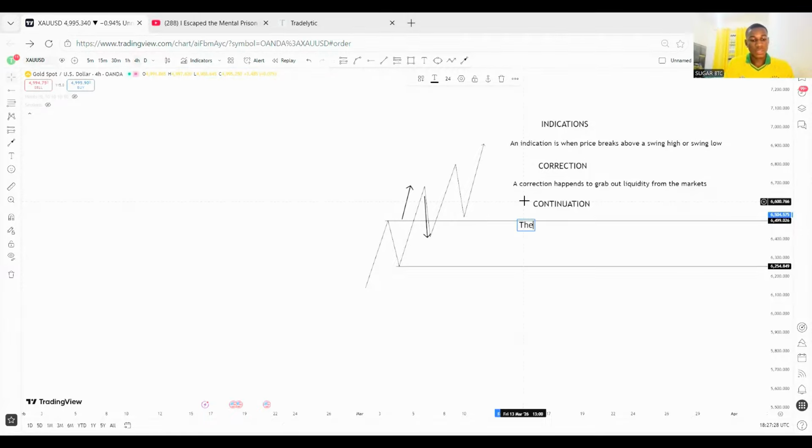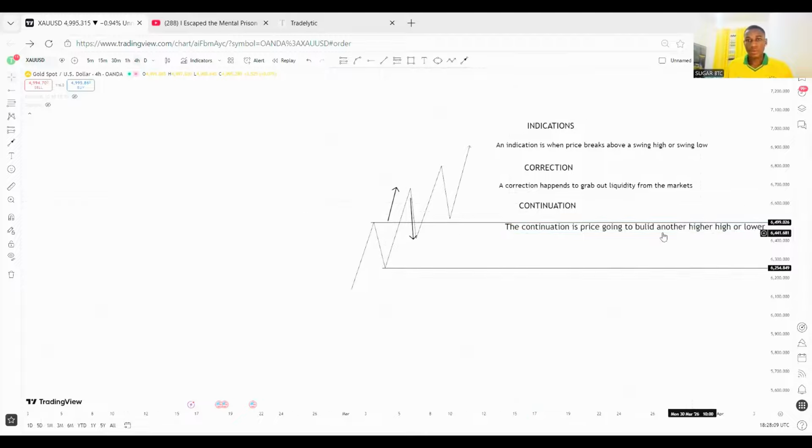Let's say the continuation is price going to build another higher high or lower low in the market. If I got it right.